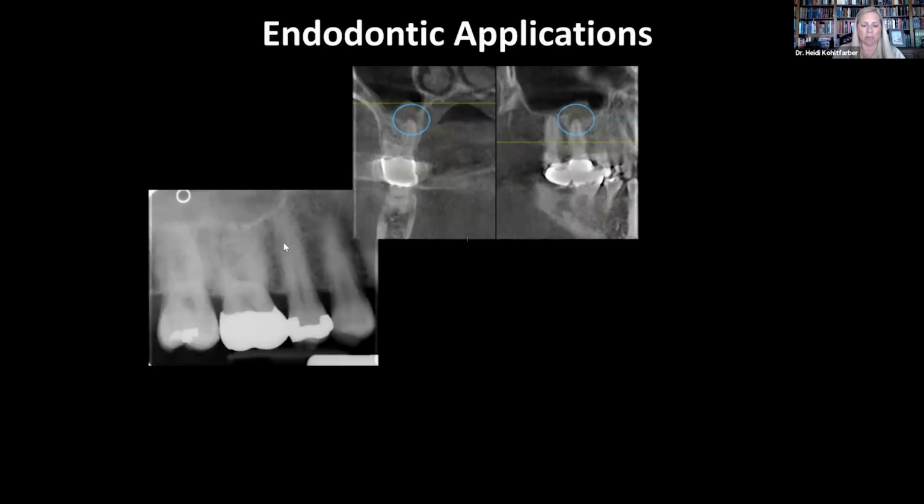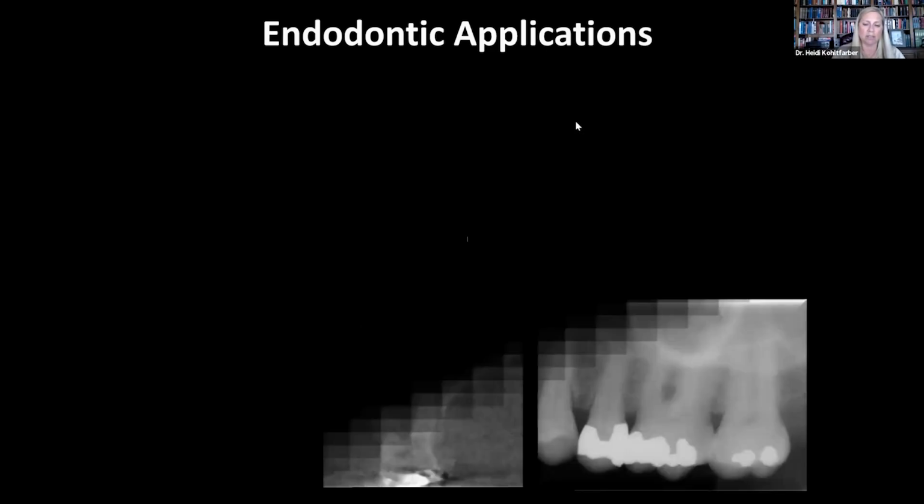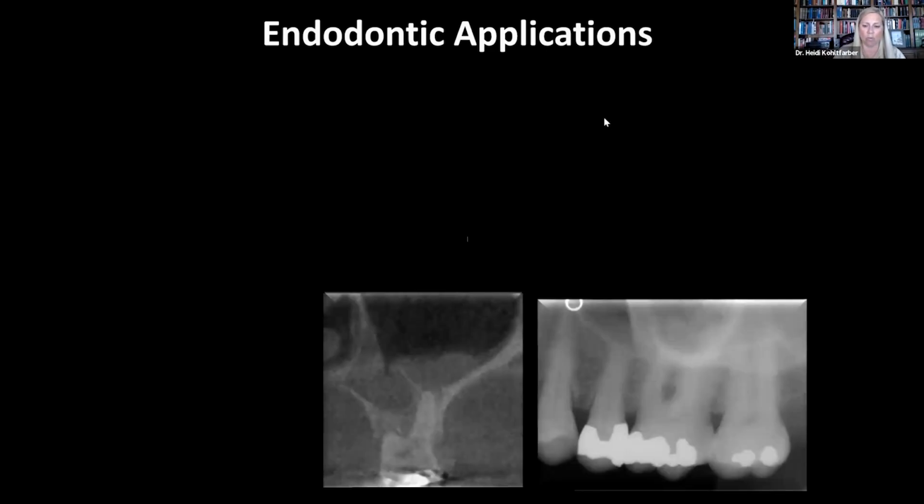fracture. So this patient came in, they had pain. They weren't entirely sure which tooth it was. Our posterior maxillary PAs have so much superimposition, and yet the CBCT shows, yes, we do have a nice apical radiolucency. So it identified exactly which tooth that was. And again, being able to see between those cortical borders is very helpful.